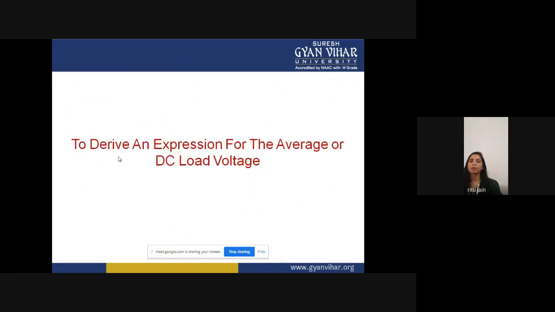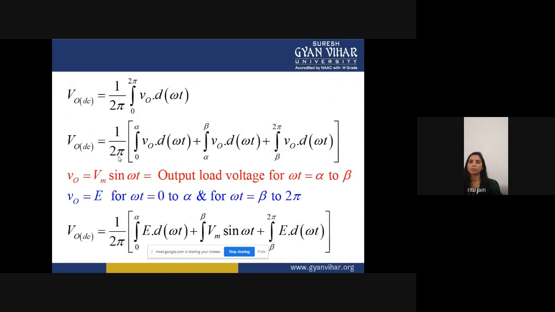So you can derive an expression for the average or DC load voltage also. By these equations, you can easily derive the DC voltage. V naught DC is equal to 1 upon 2 pi integration from 0 to 2 pi of V naught d omega t, and this is equal to 1 by 2 pi times the integration 0 to alpha of V naught d omega t, plus alpha to beta of V naught d omega t, plus beta to 2 pi of V naught d omega t. When you solve this equation, you will get the output DC voltage.